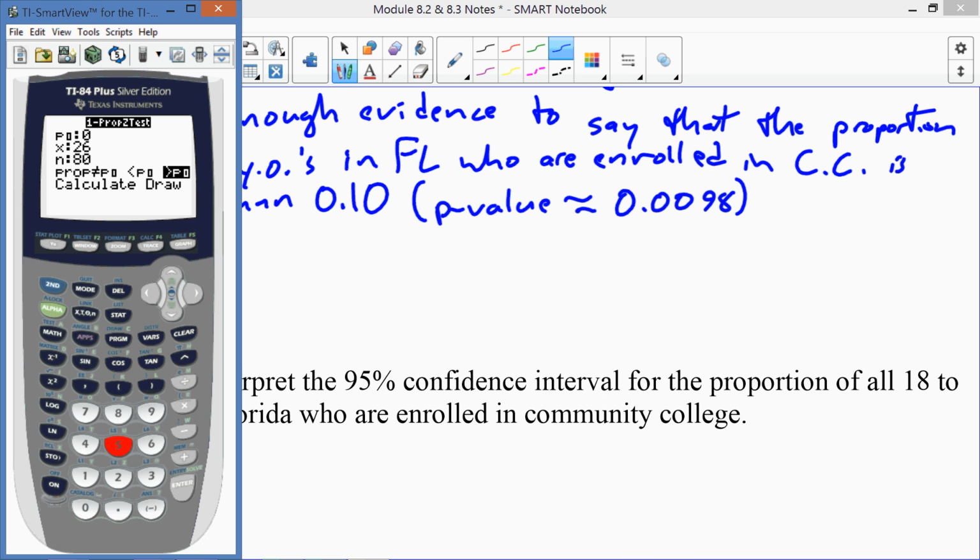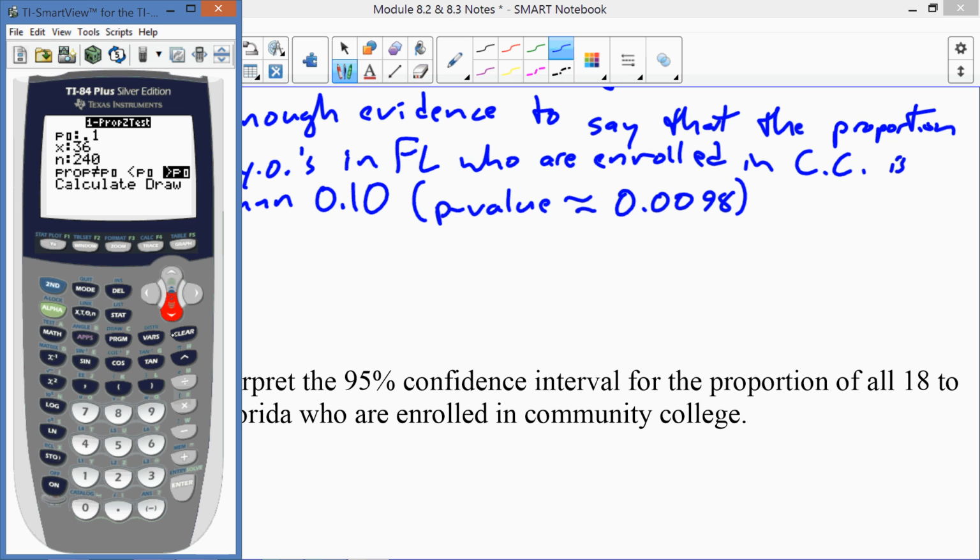All right, and P0 is the population proportion that I assumed in my null hypothesis, which is 0.10. I hit enter, and it just changes it to 0.1. The X is the number of successes in the sample, which it said there was 36 of the sample were enrolled in community college. The N is the sample size, which was 240.